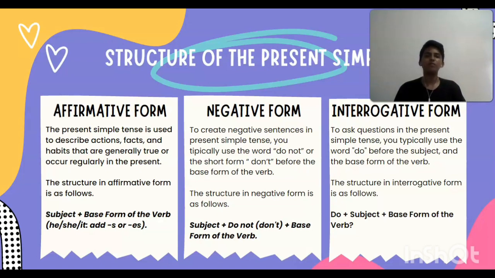Affirmative form. The present simple tense is used to describe actions, facts, and habits that are generally true or occur regularly in the present. Lo que nos quiere decir es que el presente simple es utilizado para describir acciones, hechos y hábitos que normalmente son ciertos o ocurren regularmente en el tiempo presente. And the structure in affirmative form is as follows: subject plus base form of the verb, and in the third person of the singular we add the s or es.